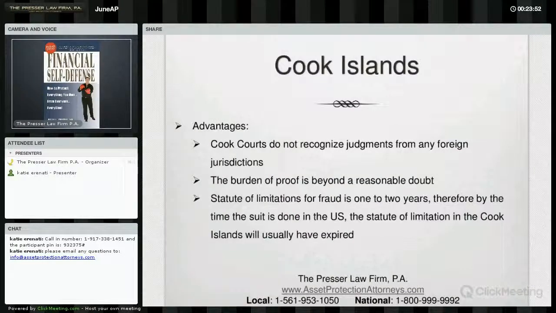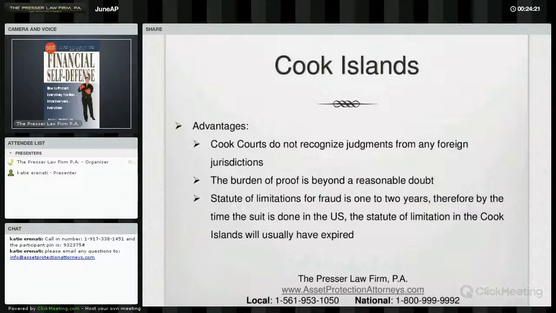Contrast that with the Cook Islands. Cook Islands don't recognize foreign judgments. The burden of proof is beyond a reasonable doubt. I mean, that's 99.9%. And the statute of limitations, it's very confusing. I put on here 1 to 2 years, but it's actually, if you read it correctly, anywhere from about 0 to 2 years. So, for example, in Florida, if you get in a car accident, there's a 4-year statute of limitations that you have to sue. In the Cook Islands, it's anywhere from about 0 to 2 years.